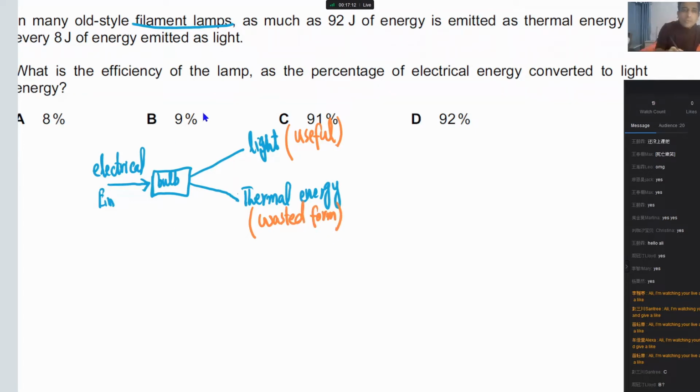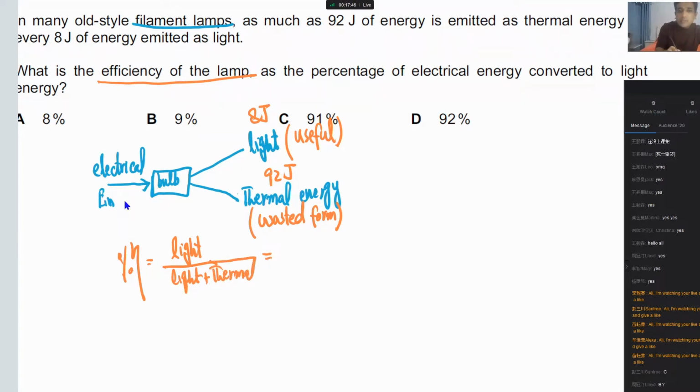So we need to calculate the efficiency of the lamp. Useful is given to you, this one is 8 joules, and this one is given to you as 90 joules. The percentage efficiency means useful. So which one is useful? Light is useful, and what is wasted is 92. So what is the total? Light plus thermal. So this is the total energy.